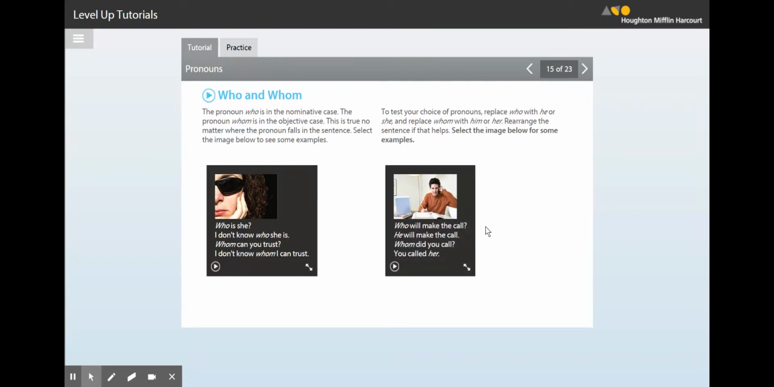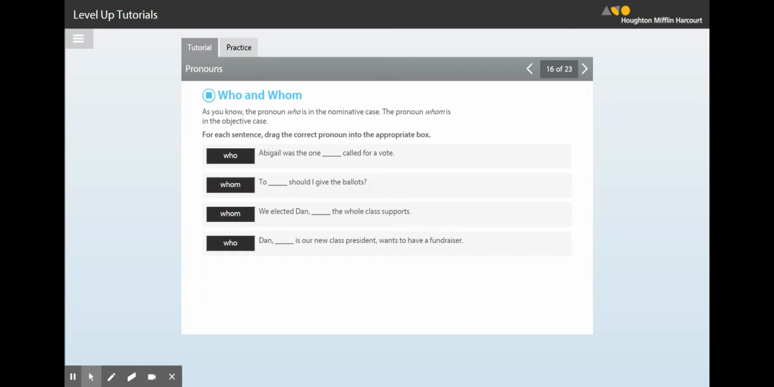Who will make the call? If I were to replace the word who, I could state he will make the call. So he equals who. Whom did you call? If I rephrase this as a sentence, you called her tells me it's objective and whom is objective as well. As you know, the pronoun who is the nominative case. The pronoun whom is the objective case.